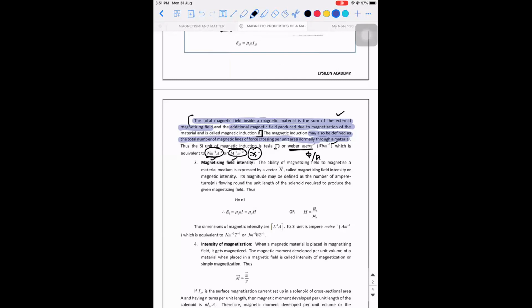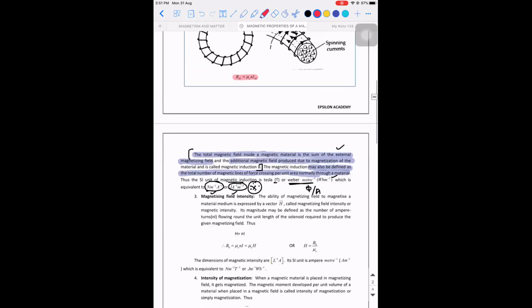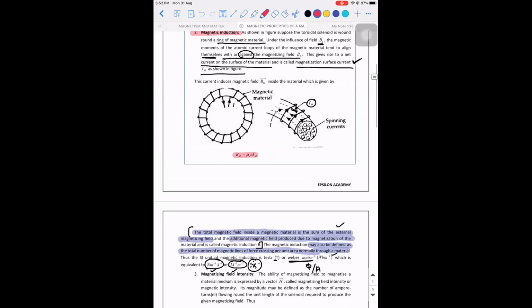Yes, sir. Okay. Now, you also need to make a note of this particular definition. B_m, that is the magnetic induction, is equal to mu naught into N into I_m. What is I_m? Magnetization surface current. It's a magnetization surface current. So make a note of this also.